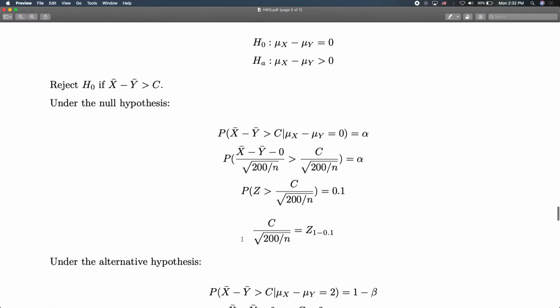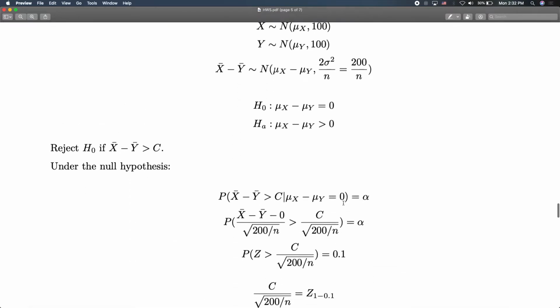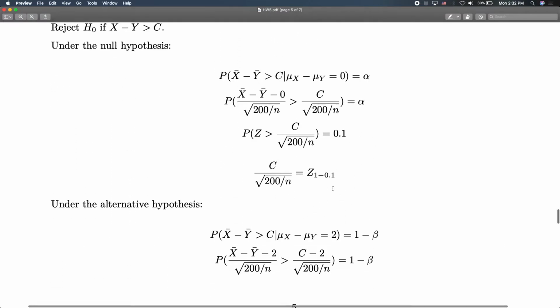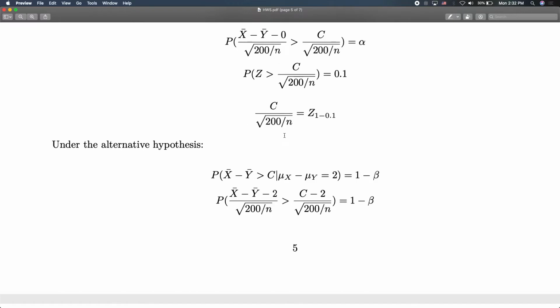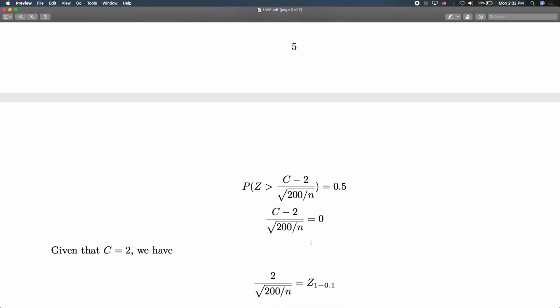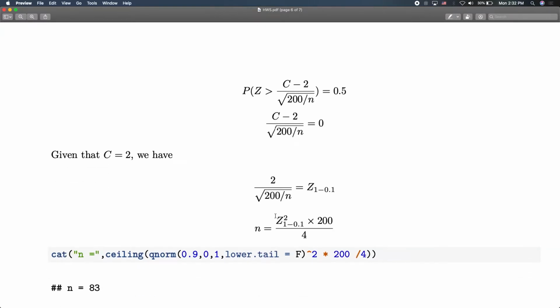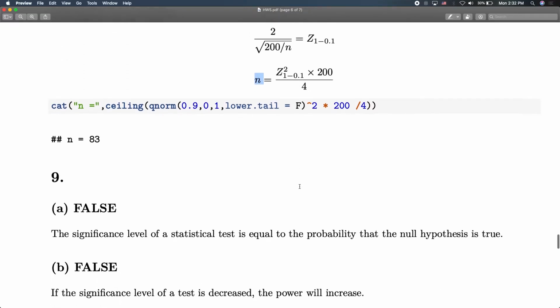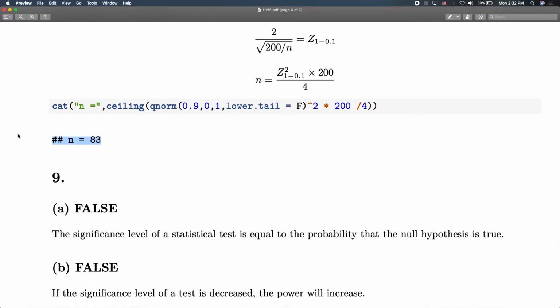So we start from the definition of level of significance, and then we have one equation here. Then from the power, or the definition of power, we have another equation. So two equations, two unknowns, and n is the one that the question is asking for. And then we can calculate the value for that.